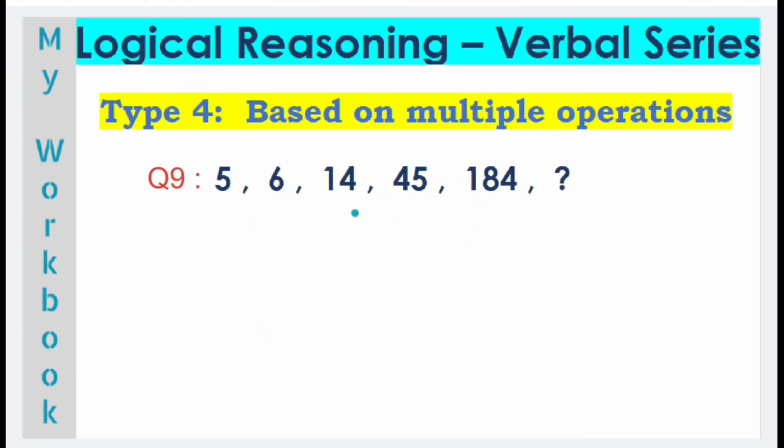Question number 9, 5, 6, 14, 45, 184. 5 times 1 will give you 5 and they have added a 1. Isn't it? 5 times 1 plus 1. And 14 is close to 2 times 6. So it's into 2 plus they have added 2. And 14 3 times will give you 42. So 14 into 3 plus 3.